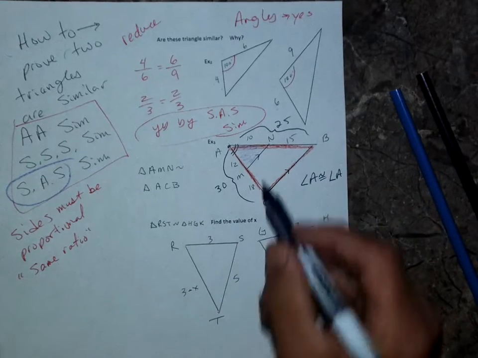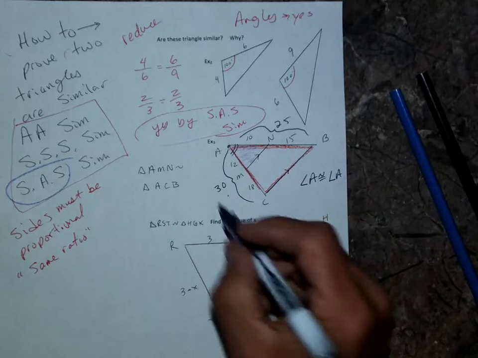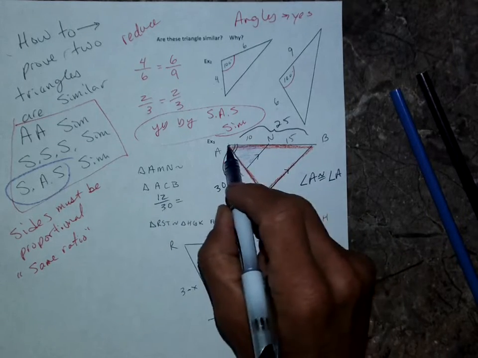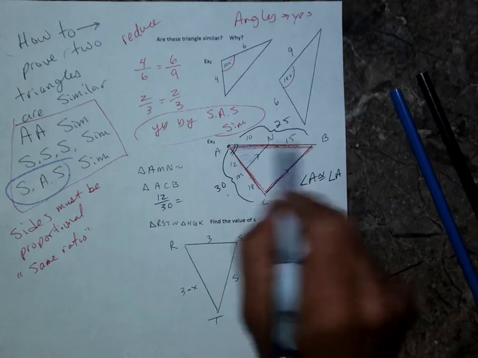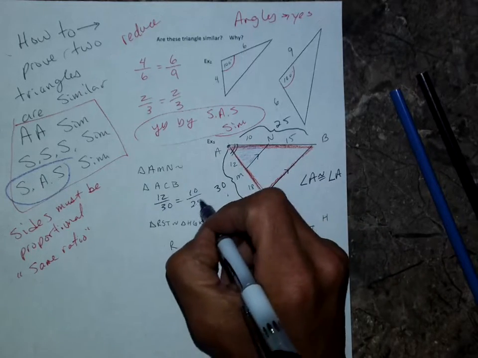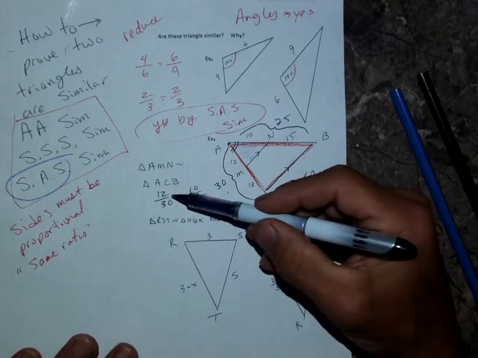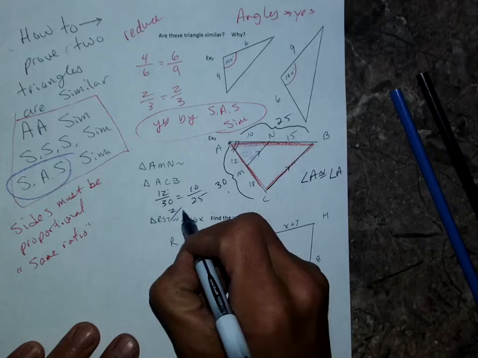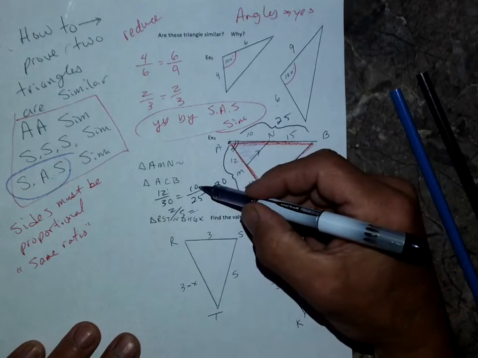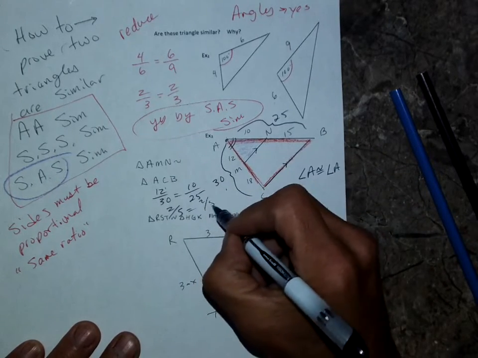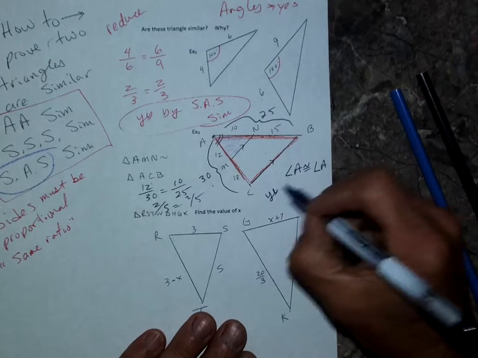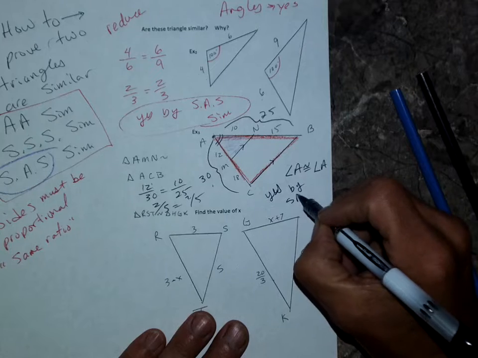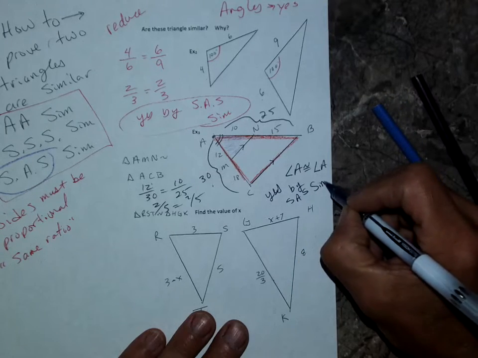But what about the ratios? Does 12 go to 30? Is that the same as 10 to 25? Is that true? Well, let's see. If I reduce by 6, I get 2/5. Reduce by 5, I get 2/5. So we can say yes. By side, angle, side, similarity.